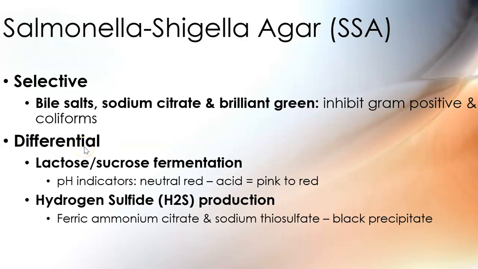Differential, again, based on lactose and/or sucrose fermentation. It's got both of them in there. And it does neutral red, the same as MacConkey. So it's gonna turn pink if there's fermentation. We're looking at black colonies or black centers to the colonies if we have hydrogen sulfide production. Okay. Look, ferric something or other and sodium thiosulfate. Black's a precipitate, right? Have you noticed that it's ferric ammonium something all the time?